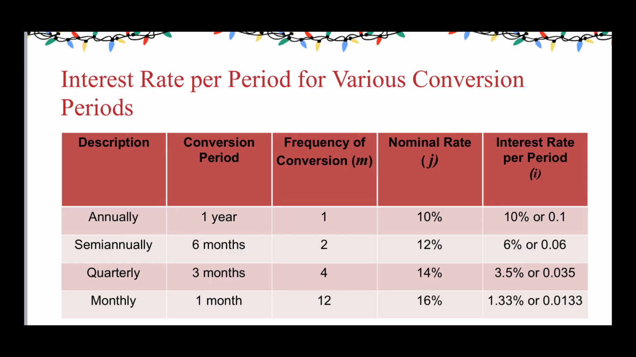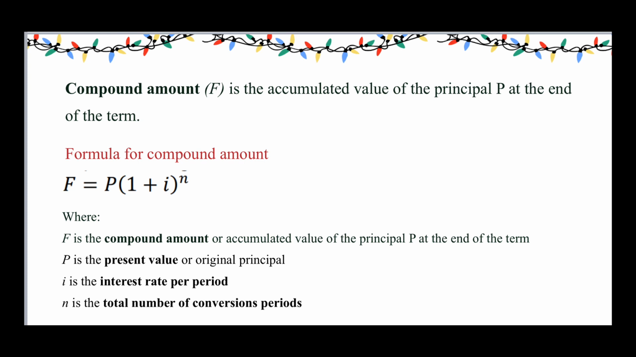To find the interest rate per period, or I, for various conversion periods, we need to divide the nominal rate J by the frequency of conversion per year M. 10% or 0.1 over 1 is equal to 0.1. 12% or 0.12 over 2 is 0.06. 14% or 0.14 over 4 is equal to 0.035. 16% or 0.16 over 12 is equal to 0.0133.